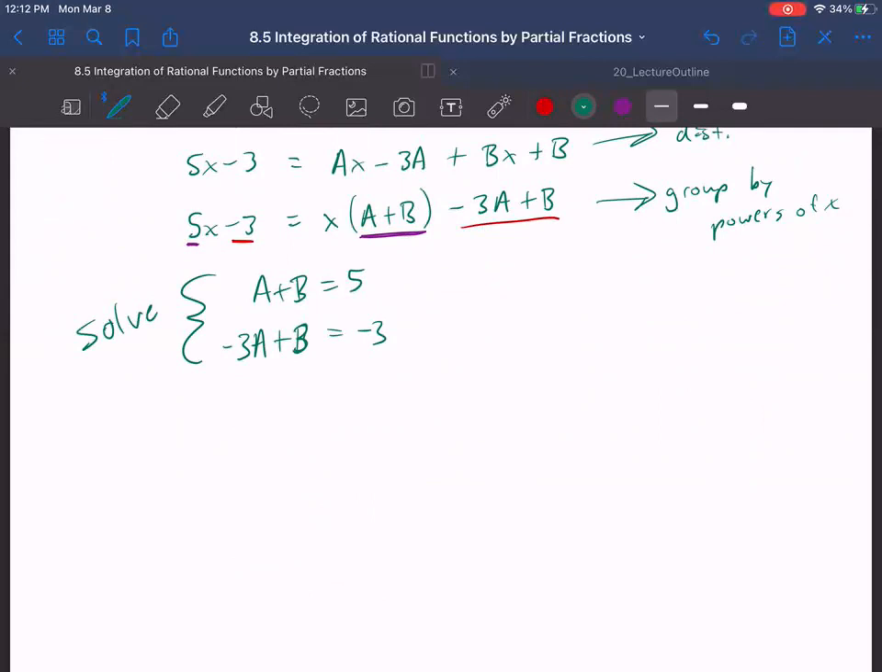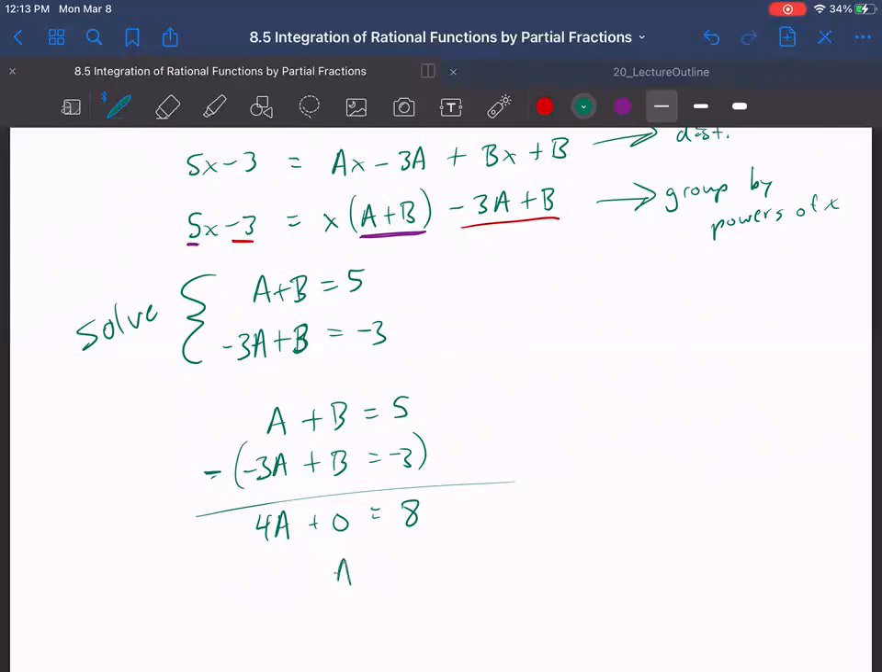Right here, I have a plus b and a plus b. So immediately it looks easy to me just to subtract the 2, right? Because that'll cancel out b. So this will be a plus b equals 5 minus negative 3a plus b equals negative 3. Okay? And so I end up with a minus negative 3a. That's a 4a. I have b minus b. That's a 0. And I have 5 minus negative 3. That's an 8. So there we go. A is equal to 2.